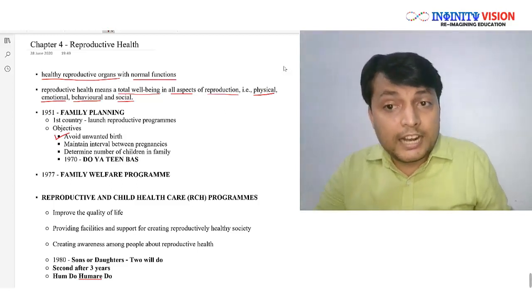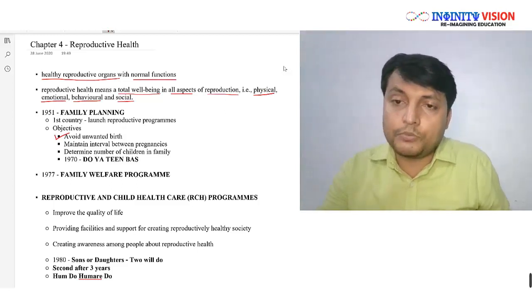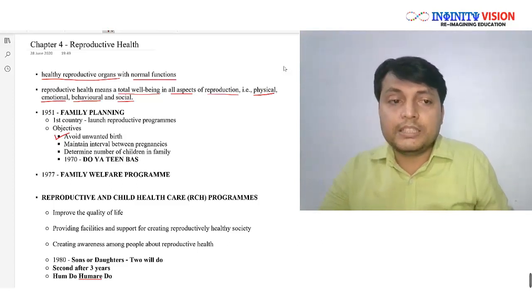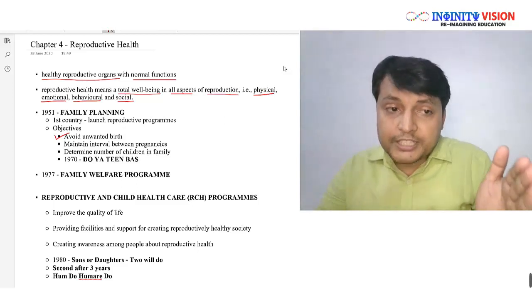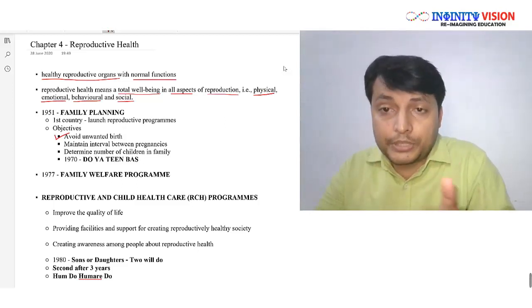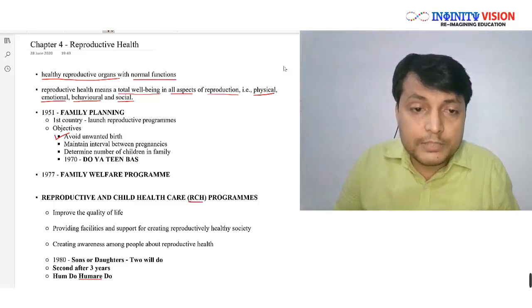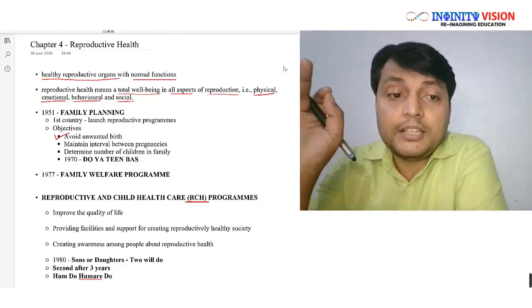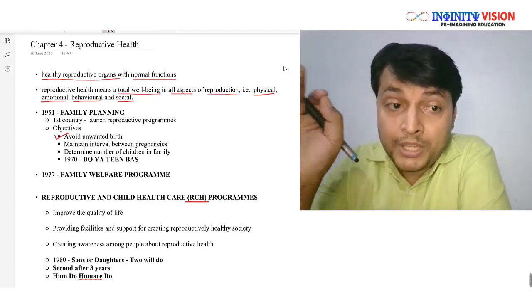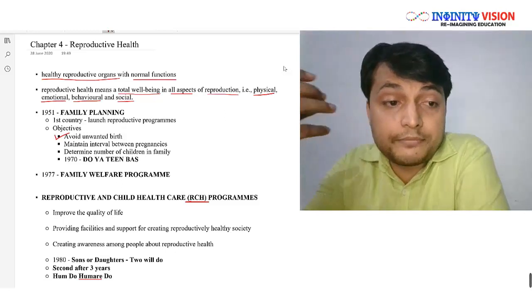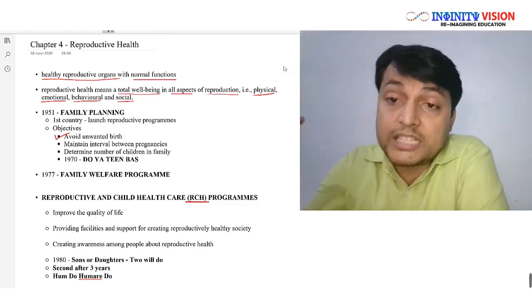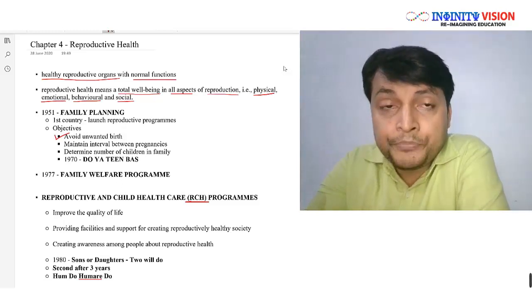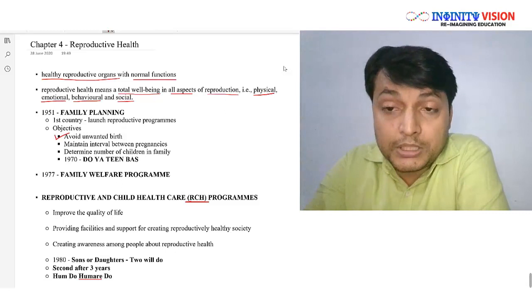After 1977, again, these programs kept on revising, changing, and later they changed into reproductive and child health care programs, so called RCH programs. ठीक है, तो RCH program क्या है? Reproductive and child health care program. Now again, this program is more devoted to the reproductive health as well as to the health of the newborn or the children and the mother, the newly mother.